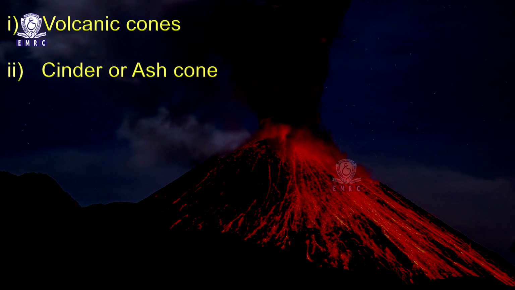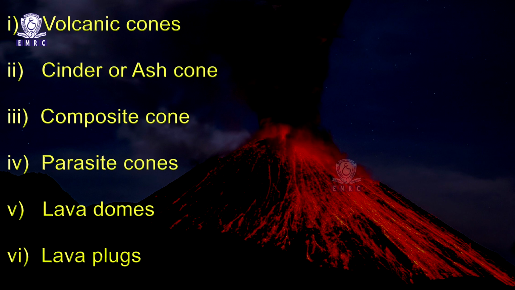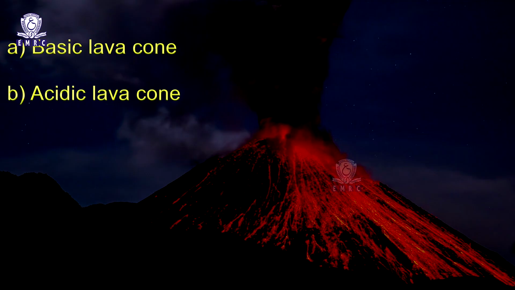The elevated topographic features produced by explosive type of eruption are 1. Volcanic cone, 2. Cinder or ash cone, 3. Composite cone, 4. Parasitic cones, 5. Lava domes, 6. Lava plugs. Volcanic cones: depending on the nature of lava, the volcanic cones can be classified as basic lava cone and acidic lava cone.